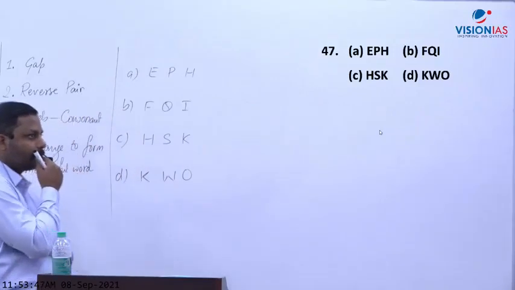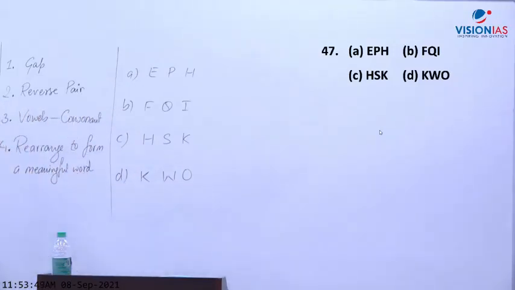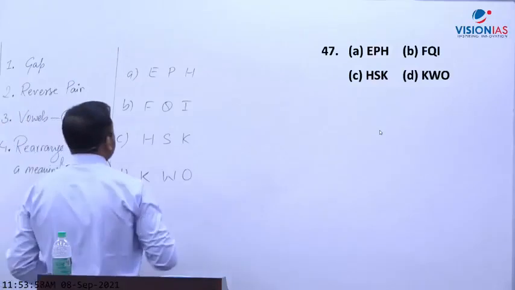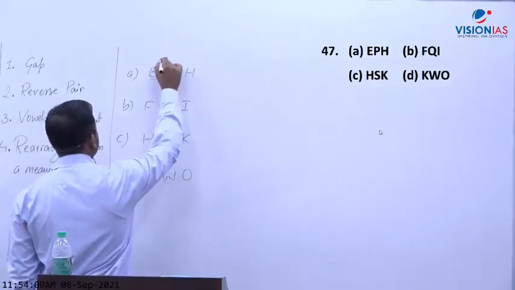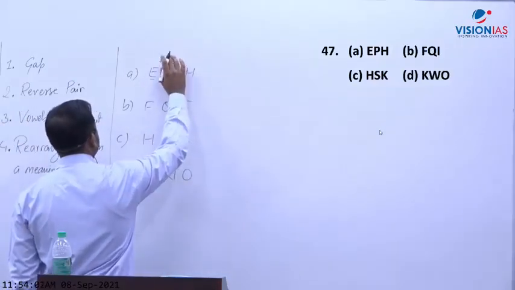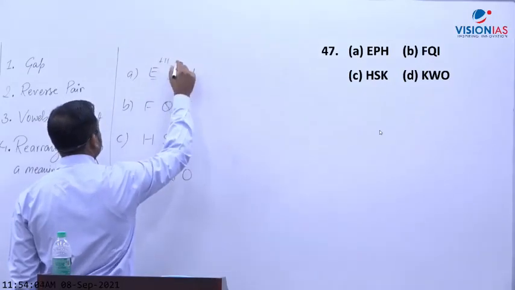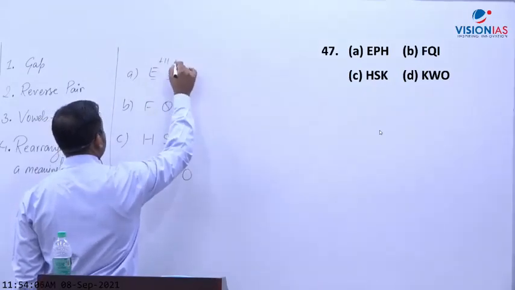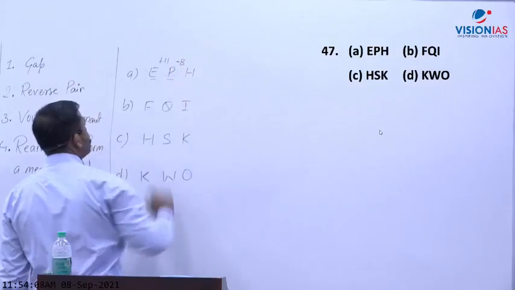No vowels, option C. Yes, you can say it like this also, that the difference between E and P is 11. E plus 11 is P, and P minus 8 is H.